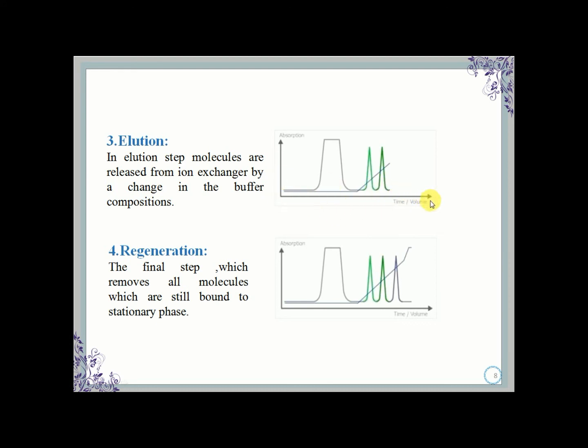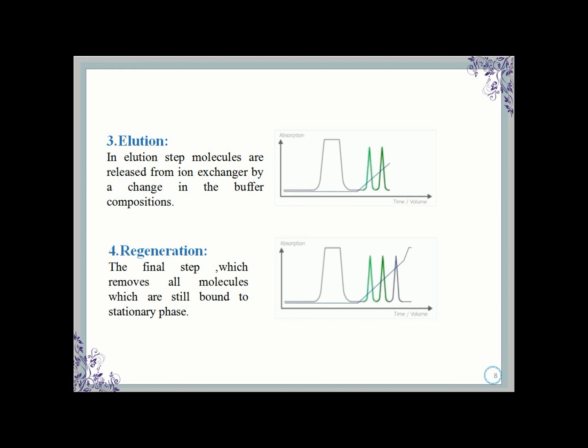So regeneration of cation exchange resin is done by charging the column with a strong acid like hydrochloric acid, and regeneration of anion exchange resin is done with a strong alkali like sodium hydroxide or potassium hydroxide. This is the information regarding the instrumentation of ion exchange chromatography.